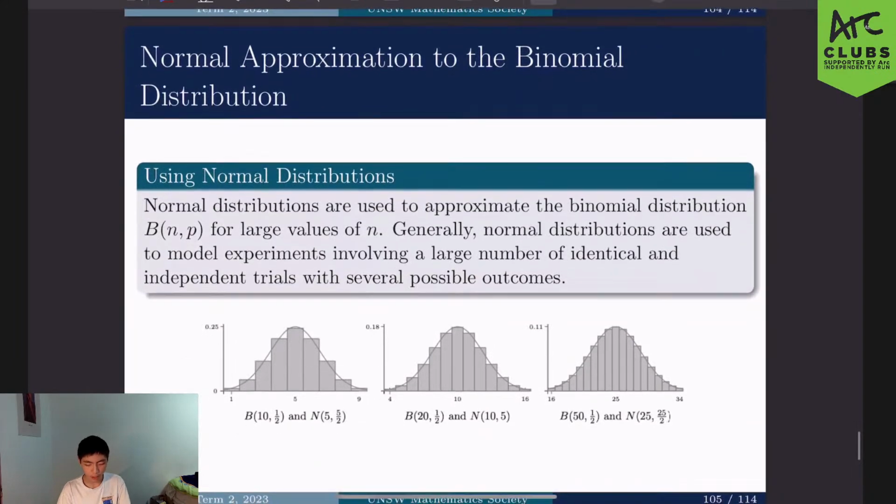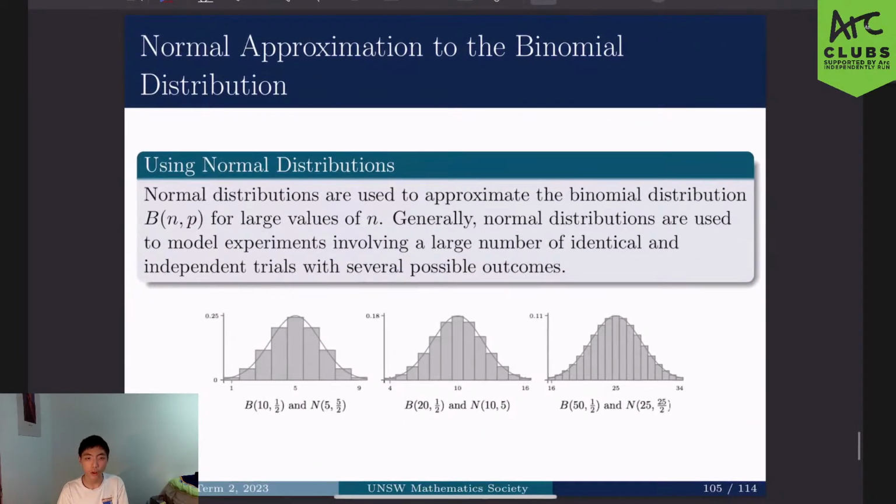Now, normal approximation to binomial distribution. Note that the binomial distribution is discrete, which is why you have rectangular blocks, right? As n approaches infinity, so as you get an increasing number of trials, you get closer and closer to the normal distribution, which is that smooth continuous curve that we see here. You see how the more trials you take, the smoother it gets, right? So that's why we say that the normal distribution is an approximation for the binomial distribution.